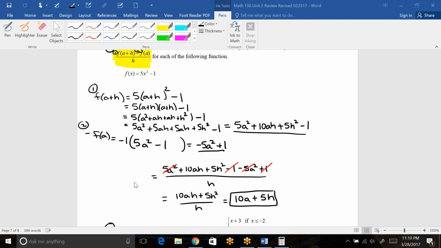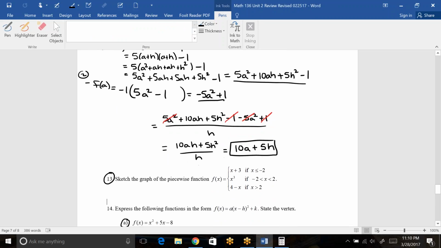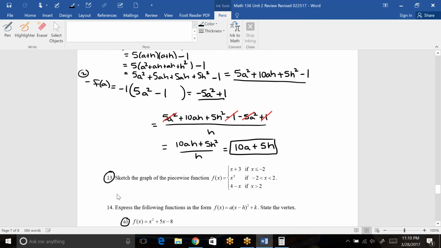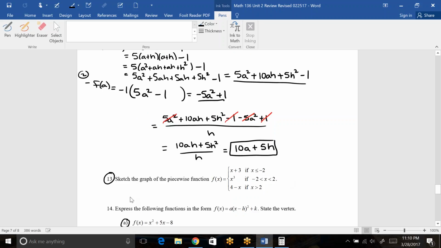Okay, so let's look at 13. This is sketching. Remember, a piecewise function, which means a function that has different directions based on where your x's are. I need to, trying to make this go down. It's not wanting to go down. I need more space. Come on, computer.